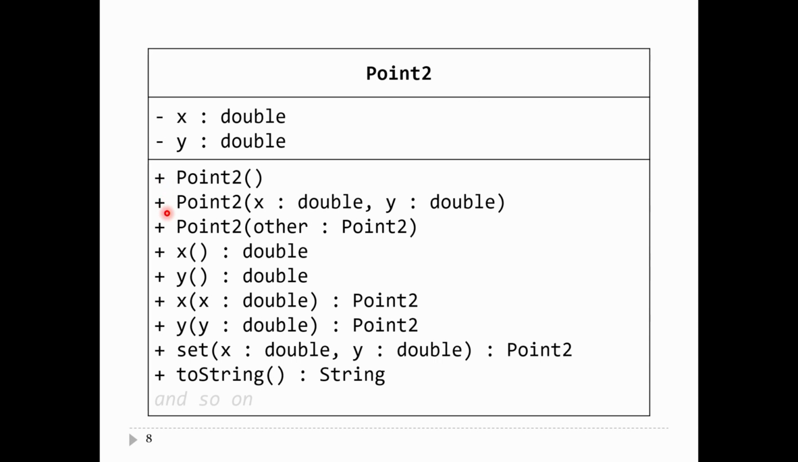So for point 2, we can add the constructors. Our constructors are both public. The name of the constructor is always the name of the class. Our constructor that takes in the X and Y coordinates has a parameter X, its type is double. It has a parameter Y, its type is double. So for the methods, it's similar: access modifier, name of the method, parameter type, and then return type here.